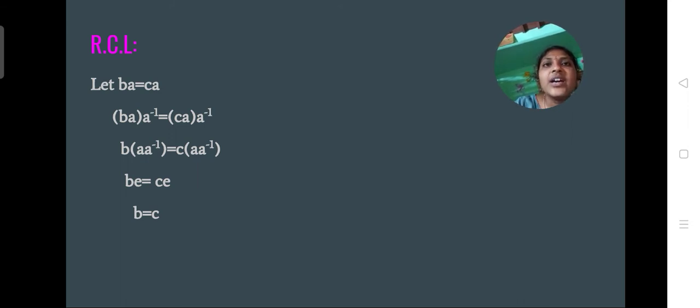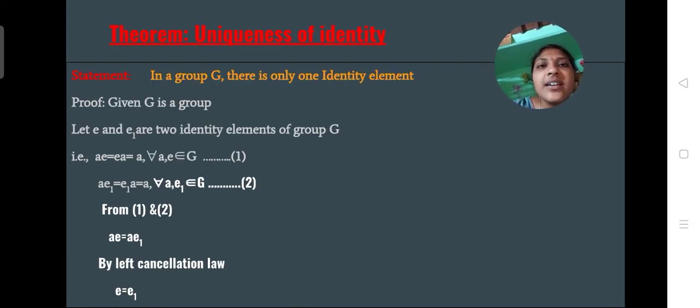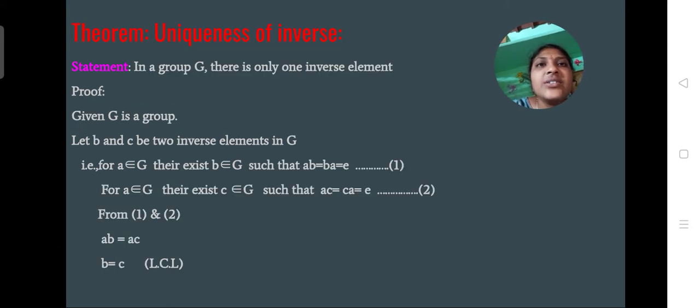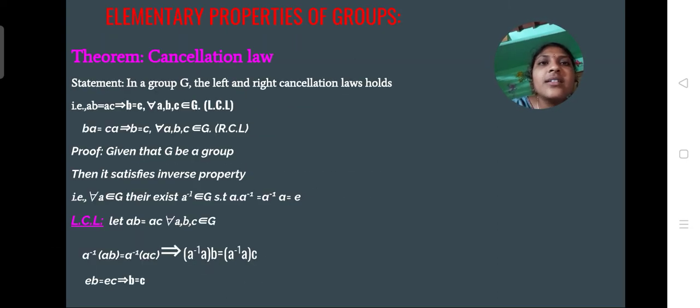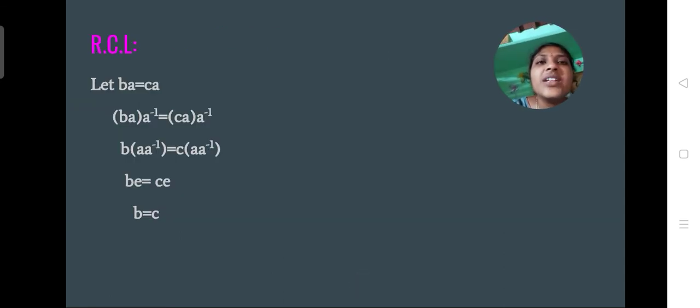Then we get BA of A inverse is equal to CA of A inverse. Here we have to apply the associative property. So (AB)C is equal to A(BC). So here B(A into A inverse) is equal to C(A into A inverse). Again here we have A into A inverse. So A into A inverse is equal to E from the previous slide. That means A into A inverse is equal to A inverse into A is equal to E. So therefore we substitute A into A inverse is equal to E.